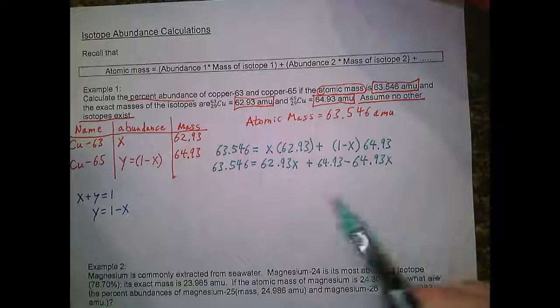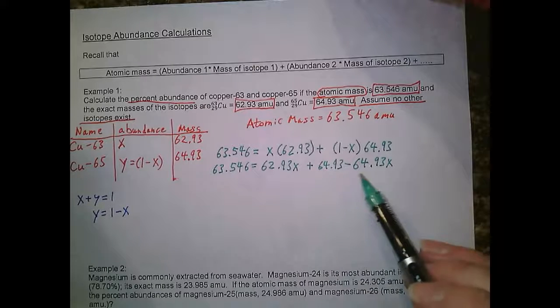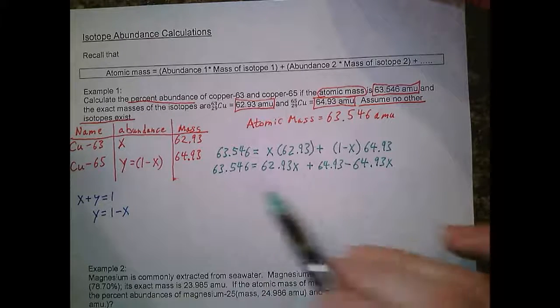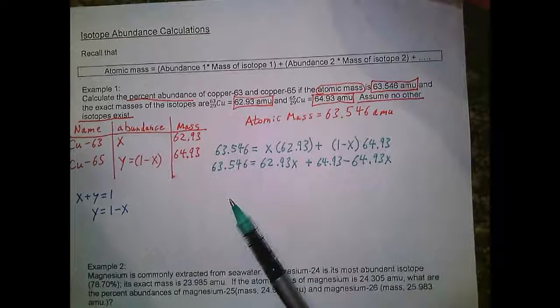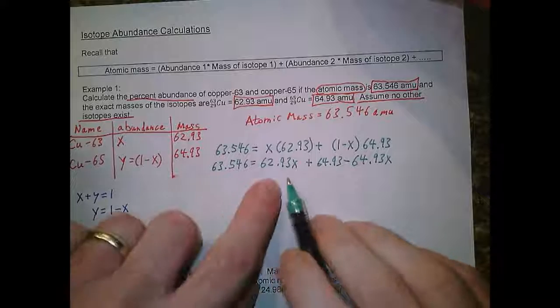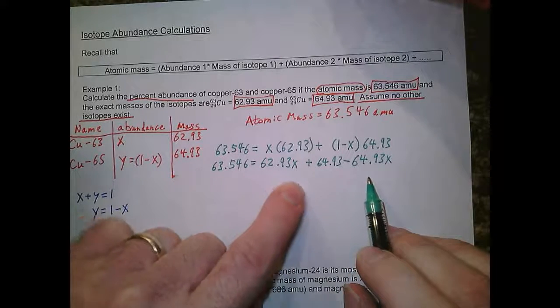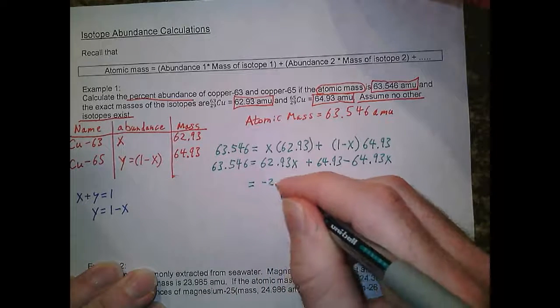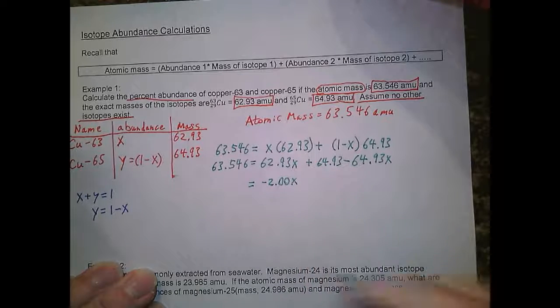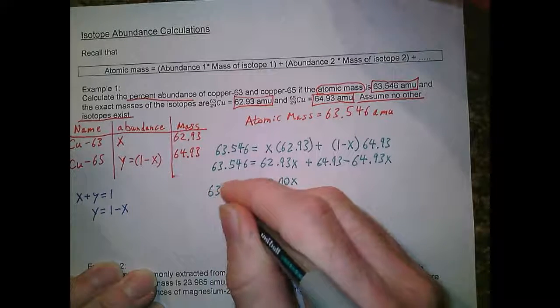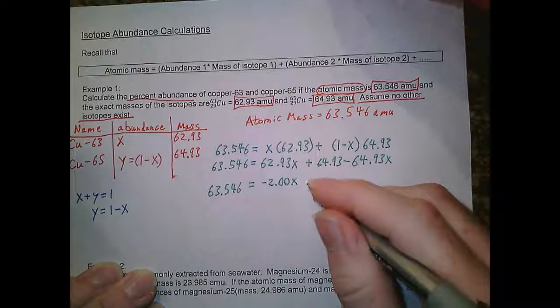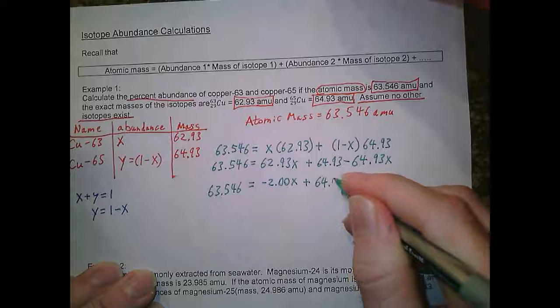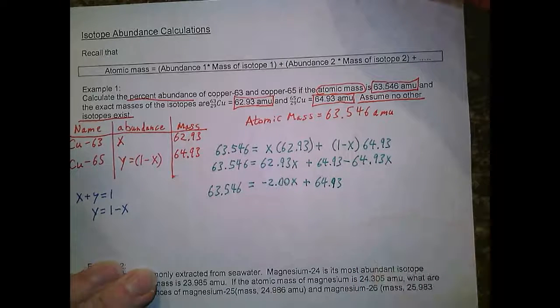Now we would combine like terms, so that means all the x factors will be combined and the non-x factors will be combined. I'm going to start with the x factors. For this part, you may or may not want to use a calculator. That's up to you. But when you subtract these, 62.93x minus 64.93x, you're going to find that you get negative 2.00x. This is still 63.546. We haven't touched that number yet. And this is still 64.93.